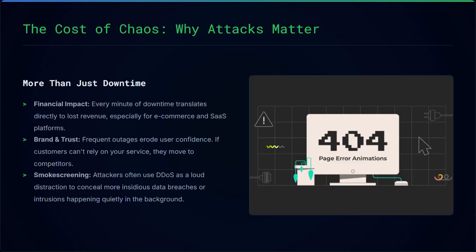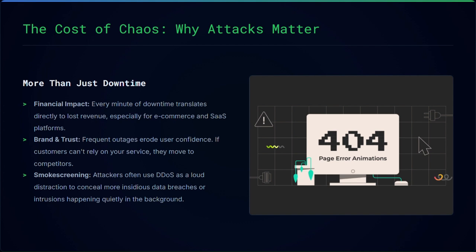Why defending against these attacks actually matters is the cost associated with them. Firstly, it's not just a technical problem, it's also a business crisis. In case of a long DDoS attack on the website, the website will actually lose a lot of sales and create frustrated customers. Secondly, attacks can actually break trust. If customers can't rely on your service, they will move on from your website.